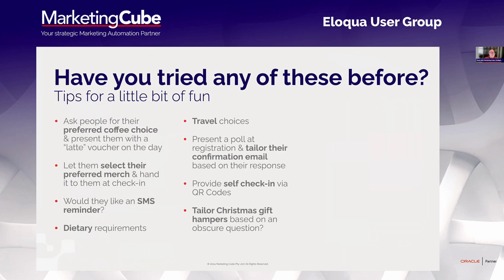But anyway, maybe selecting their preferred merchandise. So if your company is kind of cool with loads of different types of merchandise, maybe at the point of registration, you could ask them what their favorite piece of merchandise is and have some fun with that one. Asking if they'd like an SMS reminder. Now, you get that every month with us. We ask you every month if you'd like an SMS, so that's an easy one. Dietary requirements is always a great one. It's a simple thing to ask, and it can give people the control over their own experience, and making sure they feel welcome on the day. Travel choices can be another one, depending on the type of the event. What is the event that you're hosting?